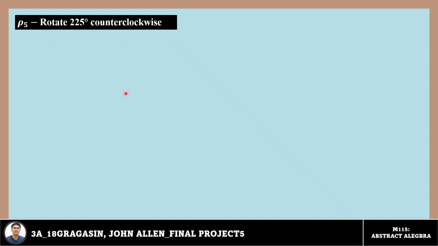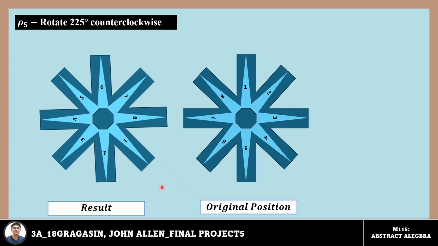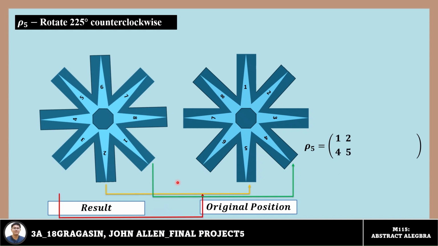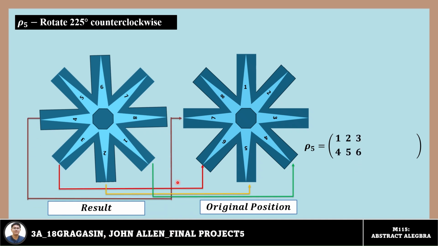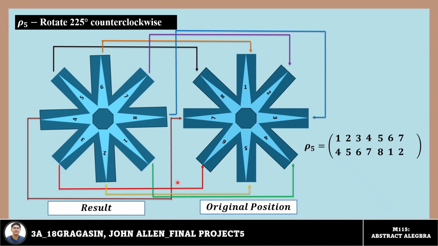Next, we have here the rho sub 5. Rotate 225 degrees counterclockwise. So we have here our original position, and we have here our result. So for rho sub 5, we have 1 is to 4, 2 is to 5, 3 is to 6, 4 is to 7, 5 is to 8, 6 is to 1, 7 is to 2, and 8 is to 3. Therefore, these are the elements for our rho sub 5.